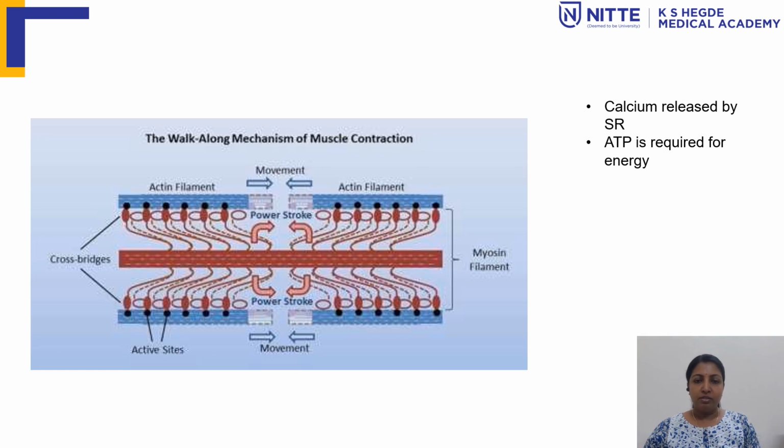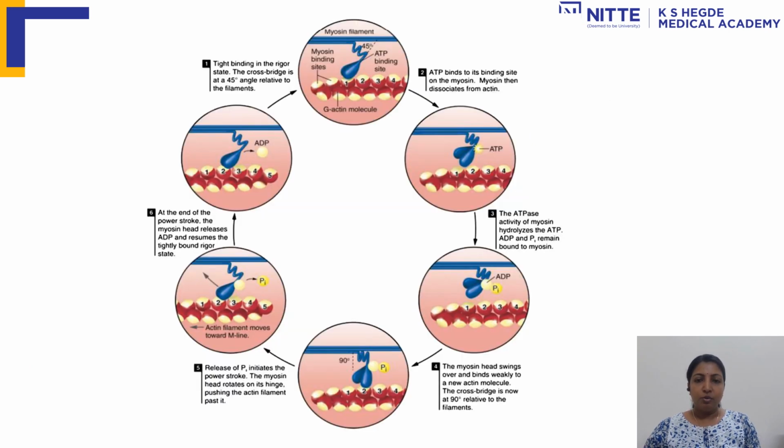Now, to produce contraction, the initiating trigger factor was calcium, which was released by the sarcoplasmic reticulum, and ATP is also required for the energy. ATP is utilized for the energy required by the power stroke, or the tilting of the myosin head. You have to understand ATP is converted to ADP and inorganic phosphate in the myosin head. After ATP binds to the myosin, it is converted to ADP and inorganic phosphate, and energy is released. That energy is stored in the myosin head.